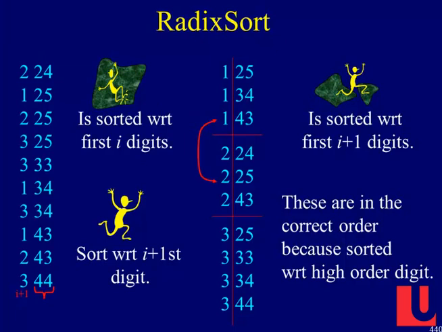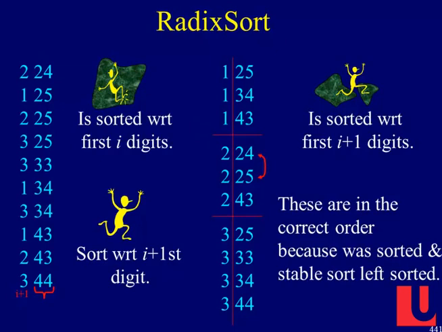So now there's a second case. Suppose they have the same first digit. If they have the same first digit, let's come over here to wherever they are. By the loop invariant, they were sorted before. And because these digits are the same and it's a stable sort, the stable sort doesn't change their order. Does that make sense? Do people follow that? Yeah.